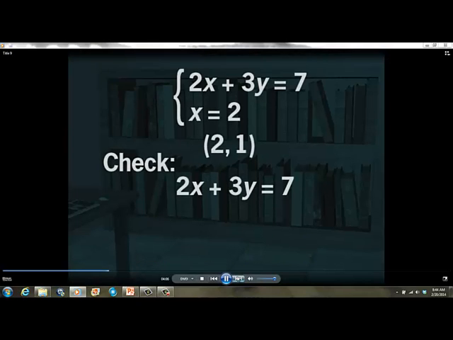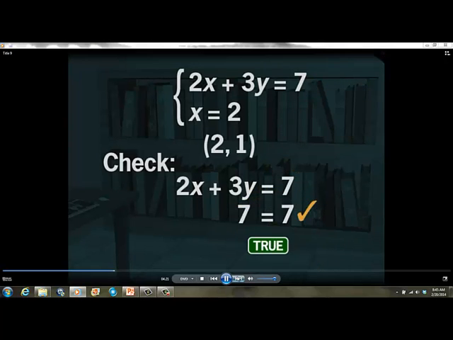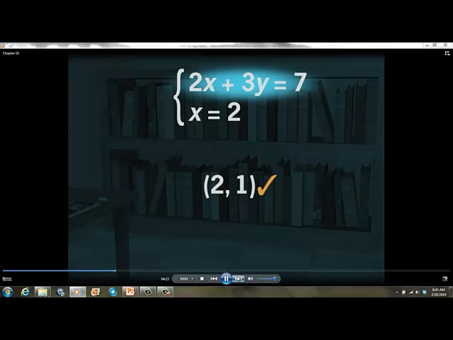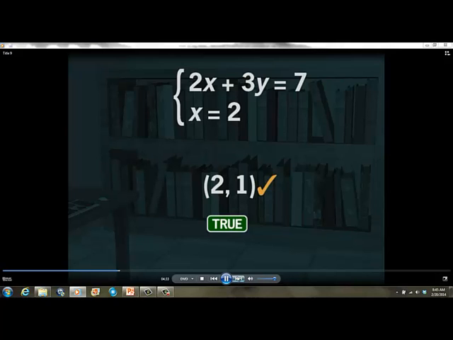You can check the solution by substituting 2 for x and 1 for y in the first equation. 2 times 2 is 4, and 3 times 1 is 3. 4 plus 3 is 7. It checks in the first equation. (2, 1) is a solution to the first equation. Any point with an x-coordinate of 2 would be a solution to the second equation. That confirms it then. The solution to this system of linear equations is (2, 1).